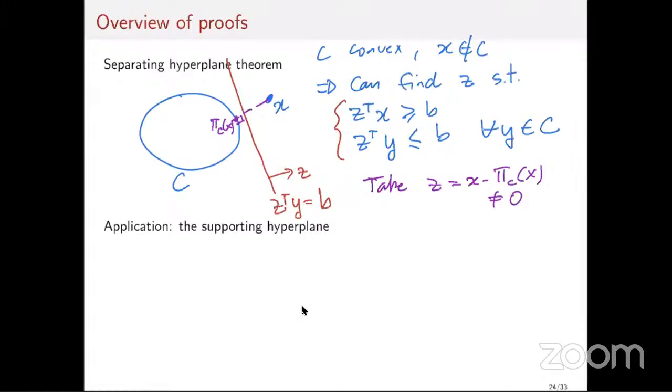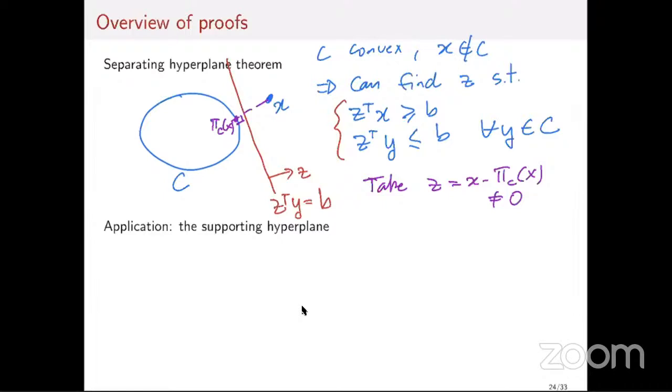This theorem is a fundamental theorem in convex analysis and convex geometry. It underlies many of the results about duality and so on that we will talk about tomorrow. One particular application is to prove the existence of subgradients. So let me tell you how this is done.